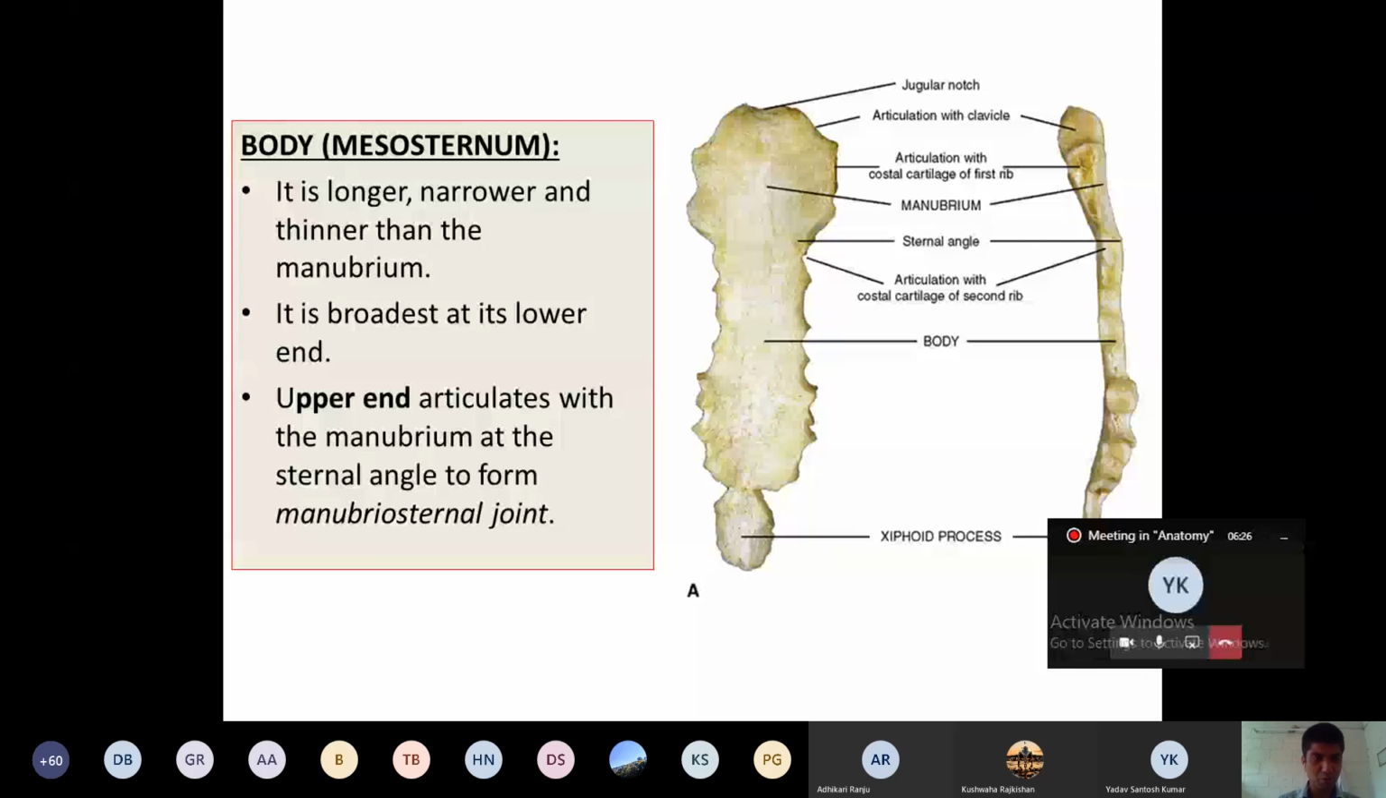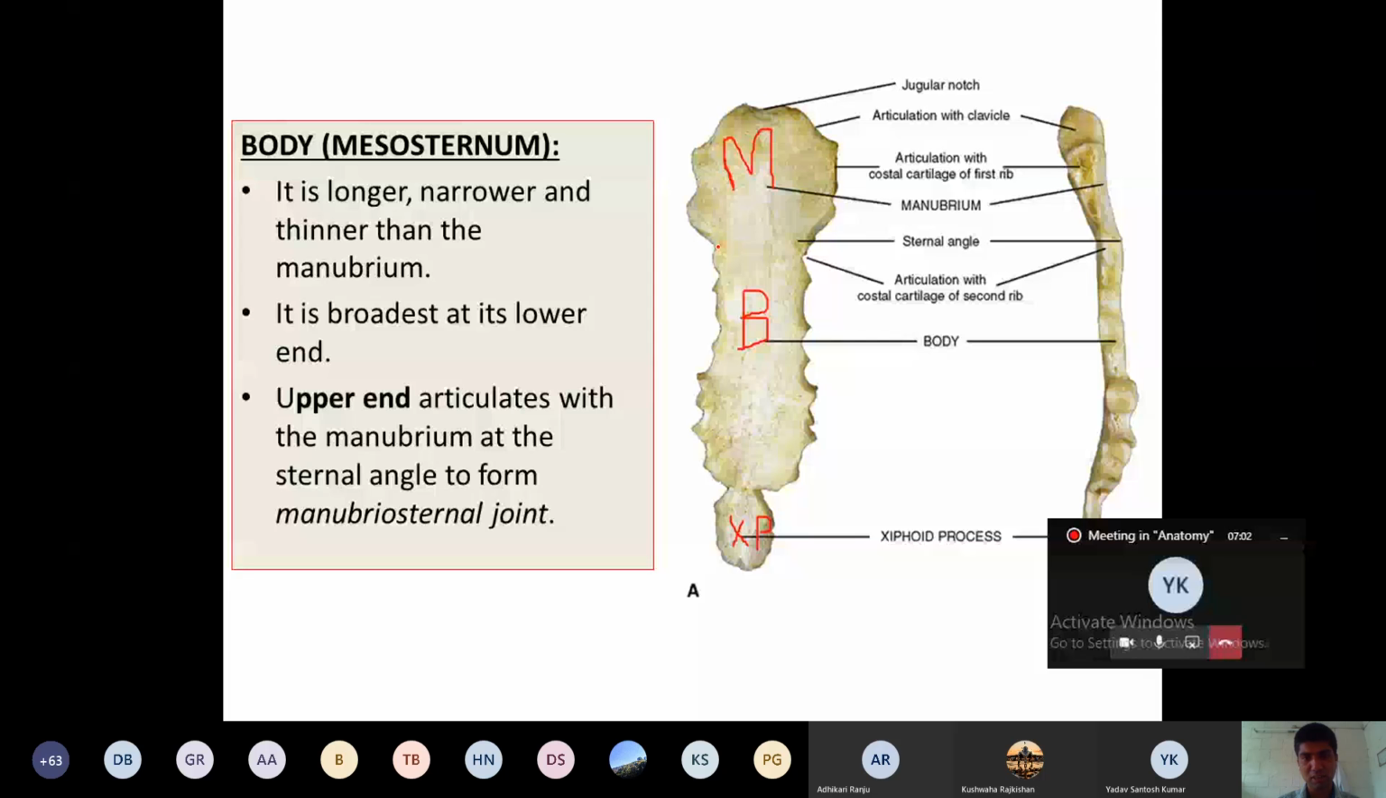Before, I showed you the three parts of the sternum, isn't it? The uppermost part, see, this one is the manubrium, and this middle part, the longest part, is the body, and the last part, this one, is the xiphoid process. In the class on the manubrium last week we discussed that the manubrium articulates with the body of the sternum to form a joint, and this joint you can see here.